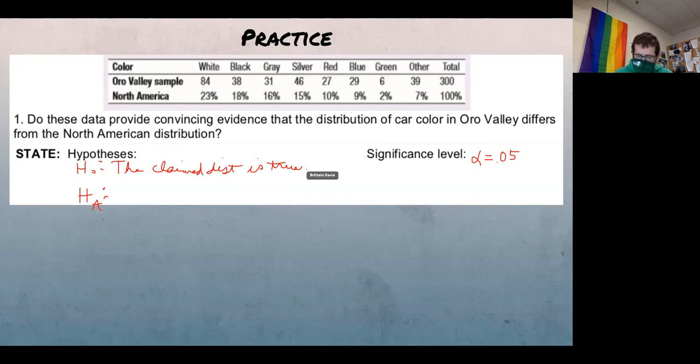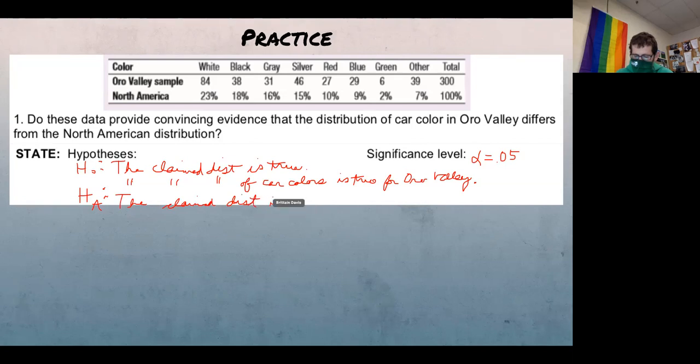Maybe we could say the claimed distribution of car colors is true for Oro Valley. All right, we could make it specific to the problem, but again, the claimed distribution is true is your null hypothesis. The alternative is that the claimed distribution is not true.